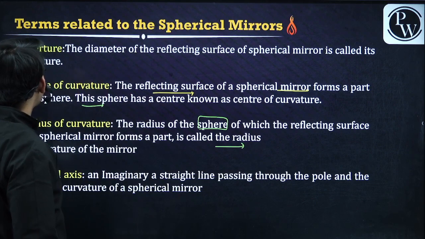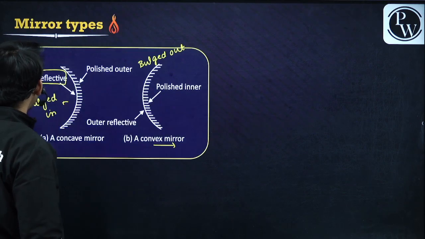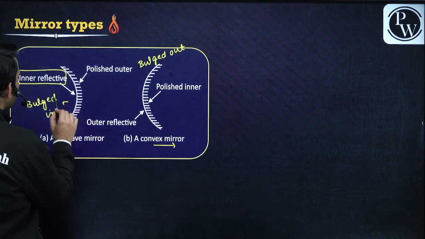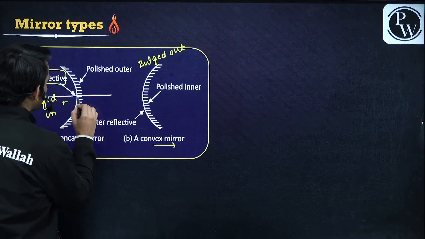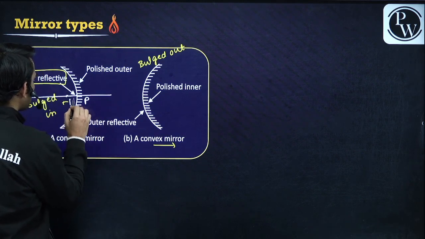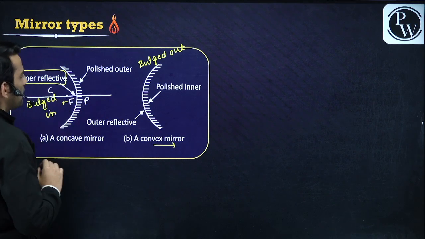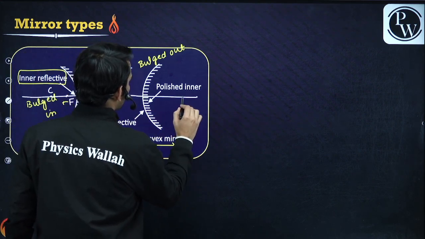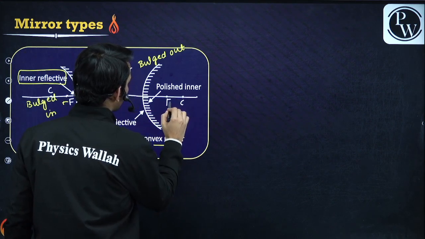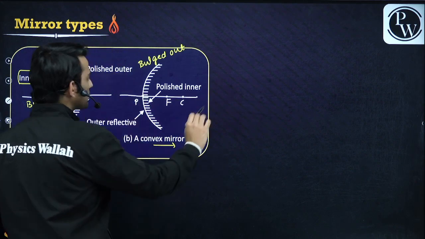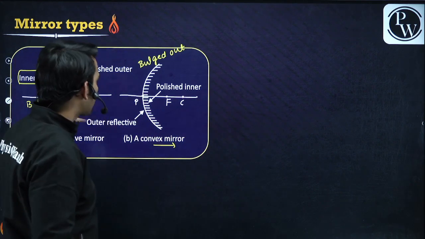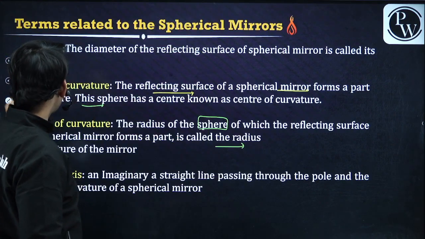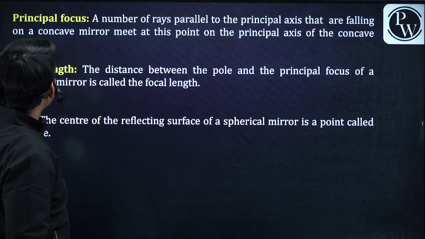What is the principal axis, guys? Basically, the principal axis is an imaginary line passing through the pole. This is the pole, this is the focus, and this is the center of curvature, right? Similarly here, this is the center of curvature, this is the focus, this is the pole. An imaginary straight line joining these three points is the principal axis.